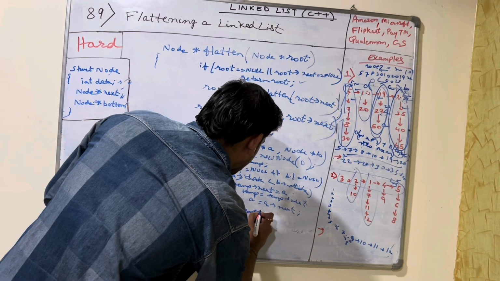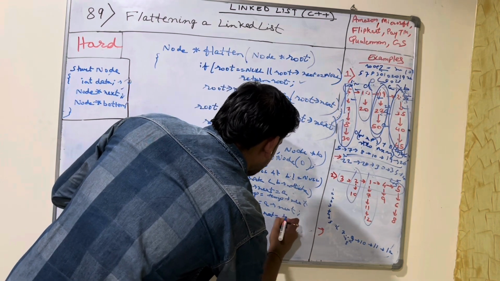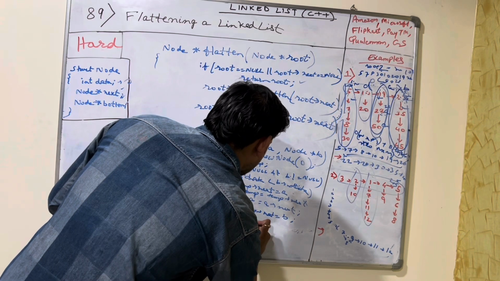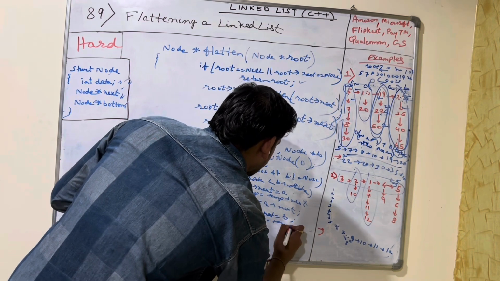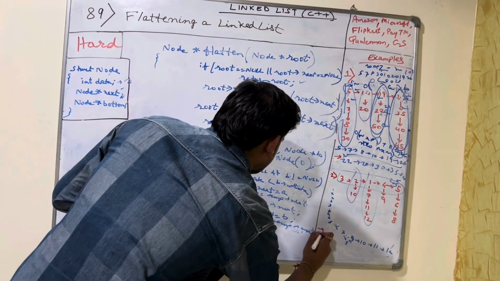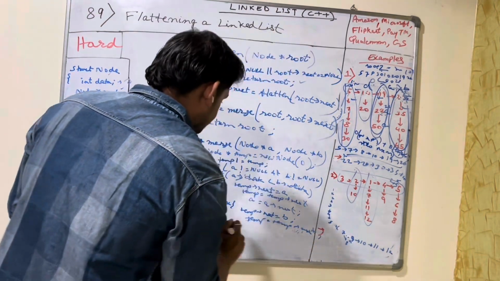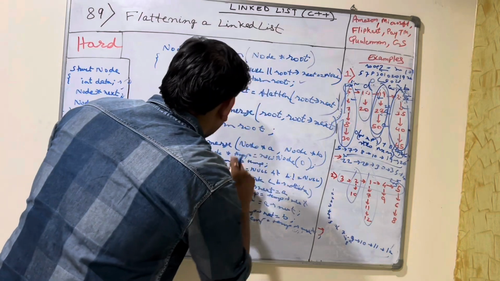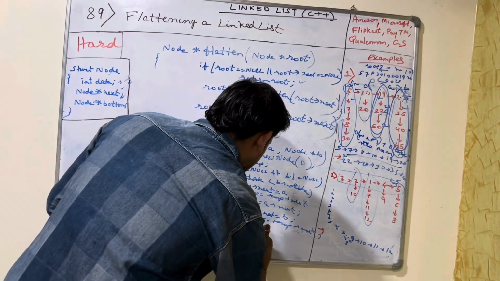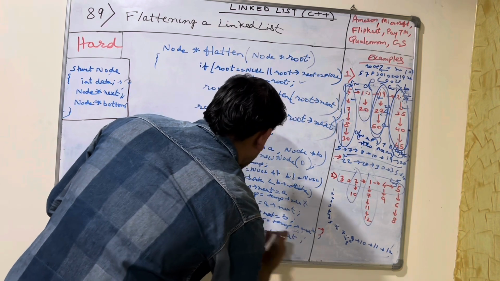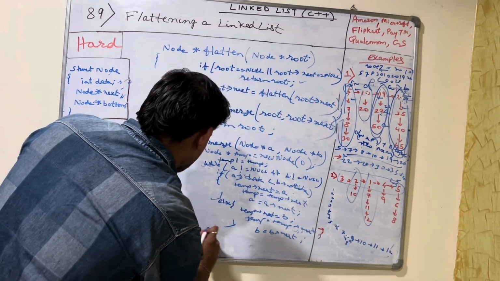Temp next will be pointing to B, temp will be temp next. You already know this, then you can skip and try to solve the question yourself, because we are just coding this merge function. Temp equal to temp next, and then b is equal to b next, right? You're done. So this is done.